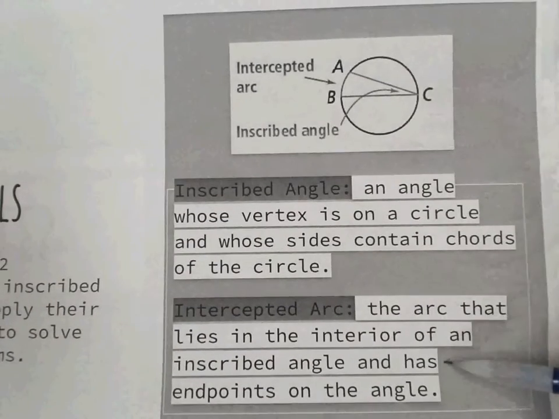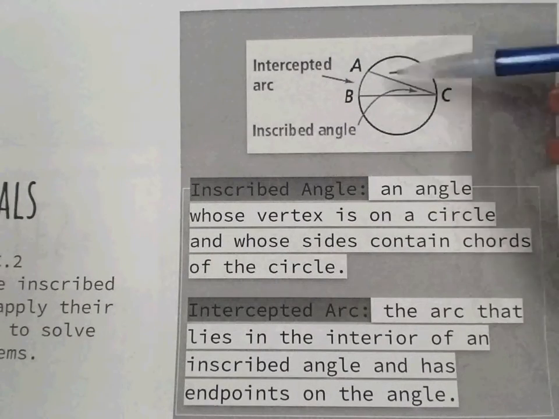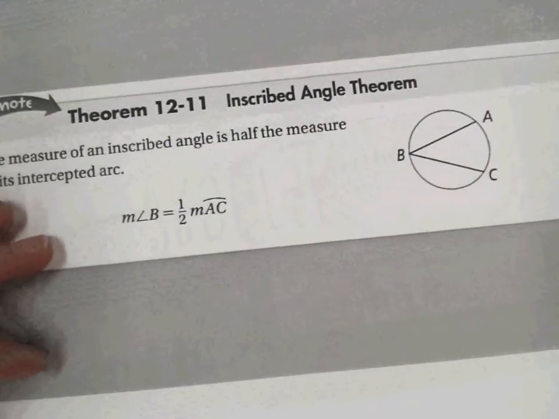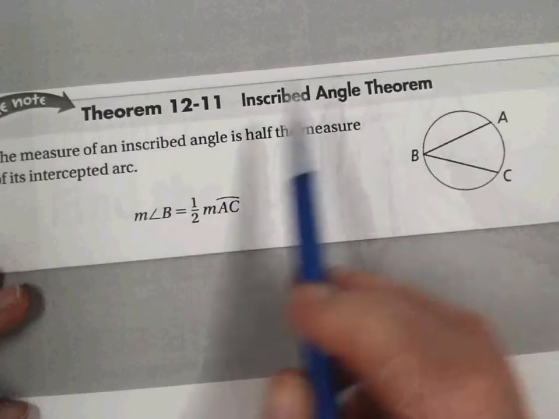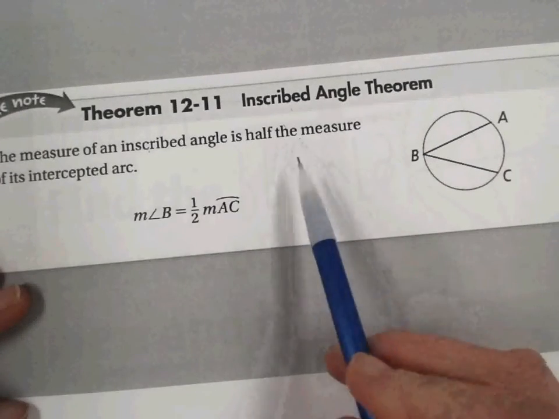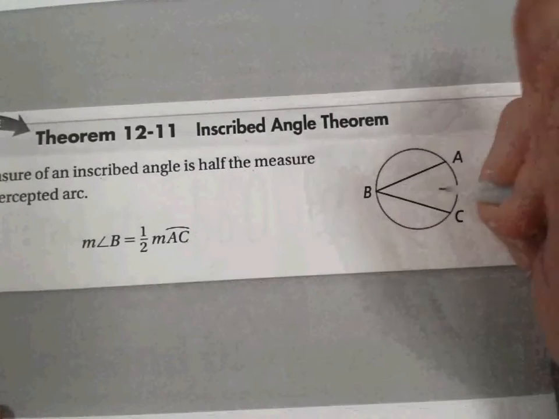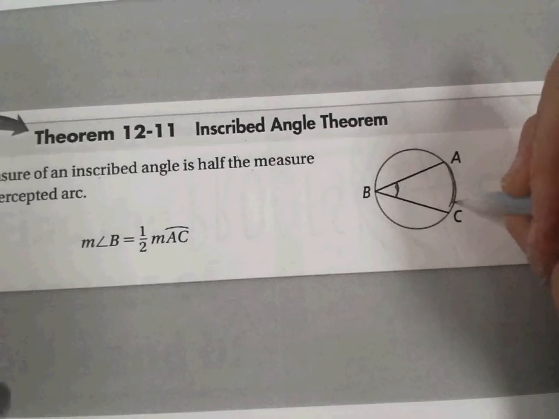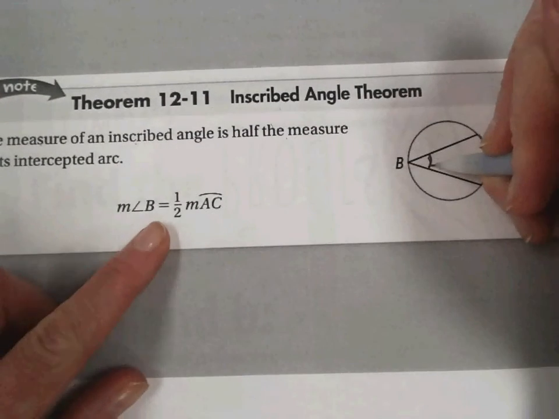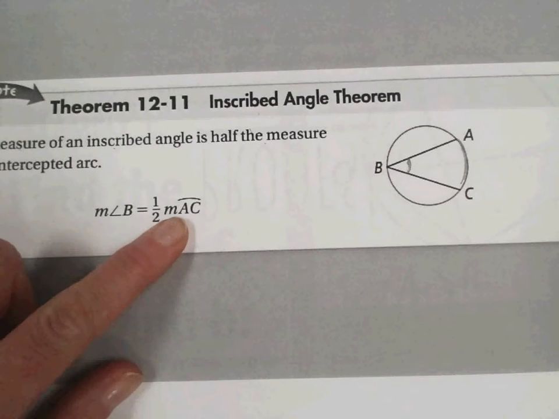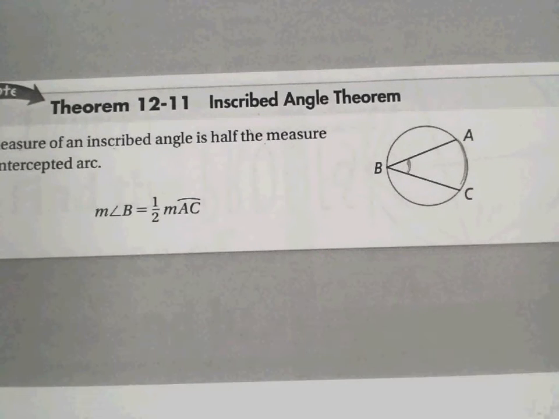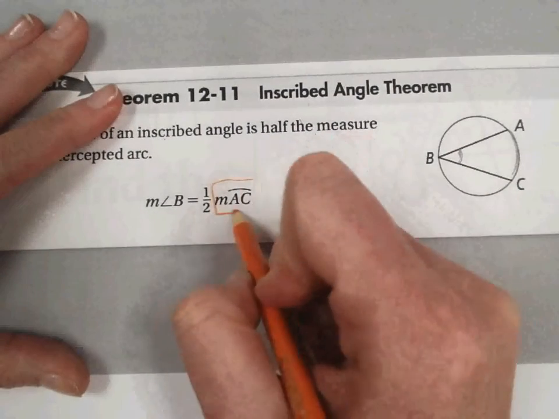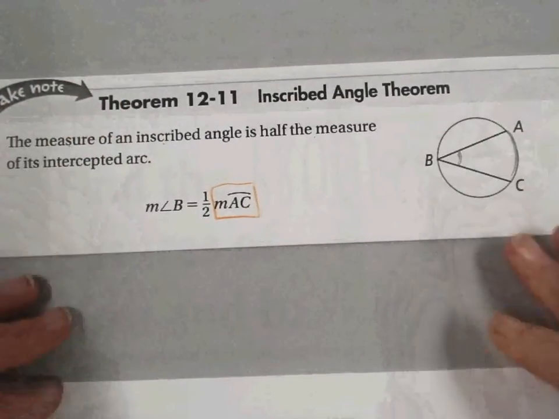So you see here a couple definitions, and you can write those down. This image is definitely required with those definitions, so you have a good visual. And we have a theorem, the inscribed angle theorem. The measure of an inscribed angle is half the measure of its intercepted arc. So this angle right here is going to be half this arc right here, and that's what this equation indicates. The measure of angle B is half the measure of arc AC. Now that's a new notation, so be aware of it so you can recognize it. Measure of arc AC is how that is said.